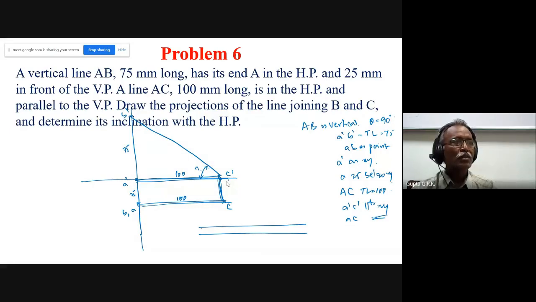And now it is asked to draw the projections of the line joining B and C. So top view of B and C, I have to join. Front view B dash C dash I have to join. So those two will be the front view and top view of line BC. Now you see that BC is parallel to XY, so it is parallel to VP. And it is inclined to HP because B dash C dash is inclined. He is asking what is the inclination of the line with respect to HP. So this particular angle I have to measure and show there and write here. Okay. There is one last problem. This is a practical problem. We will see here.